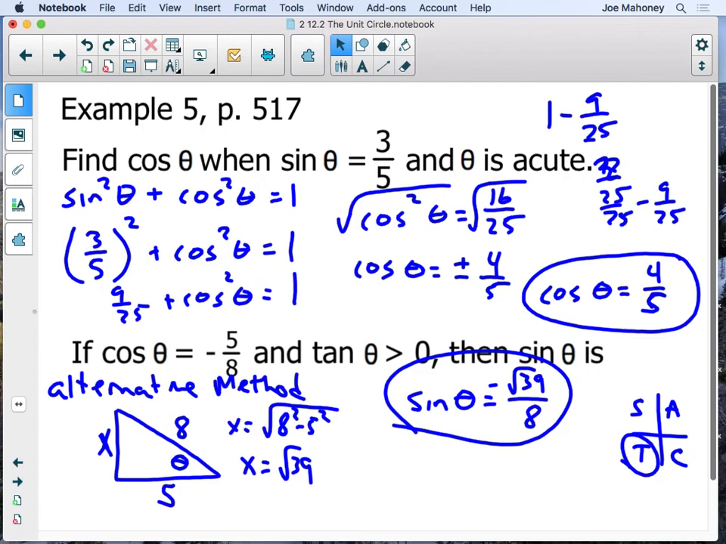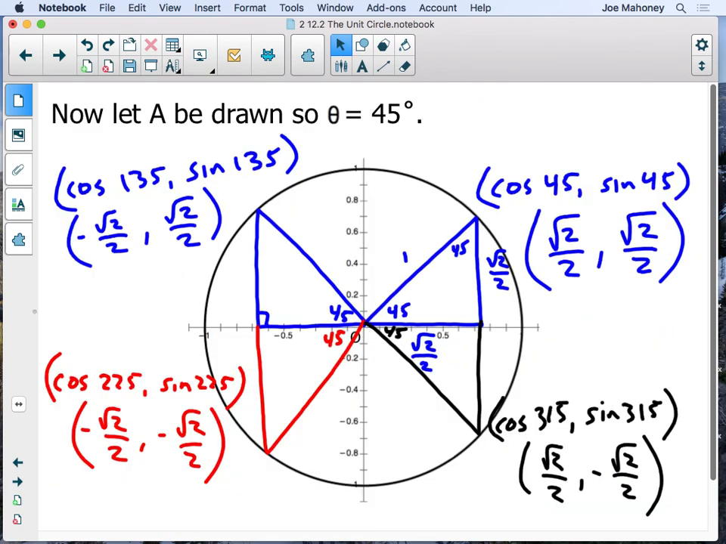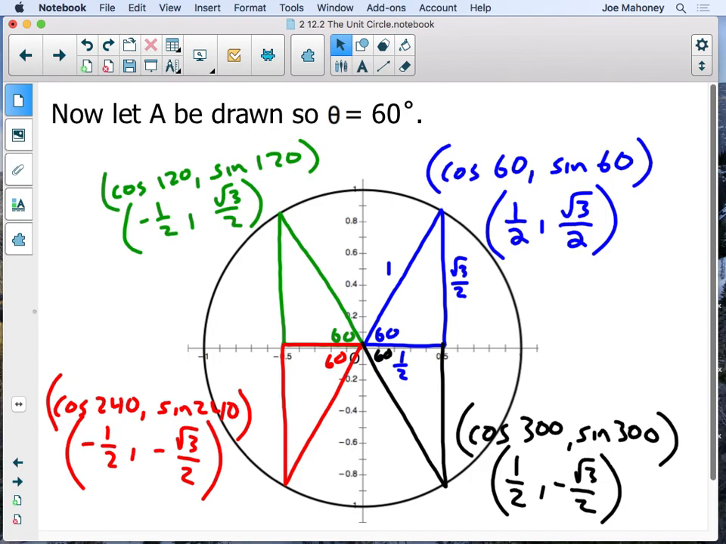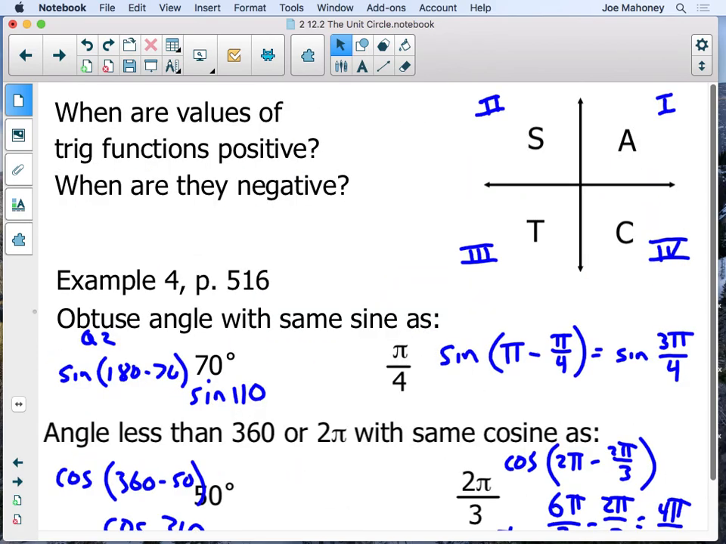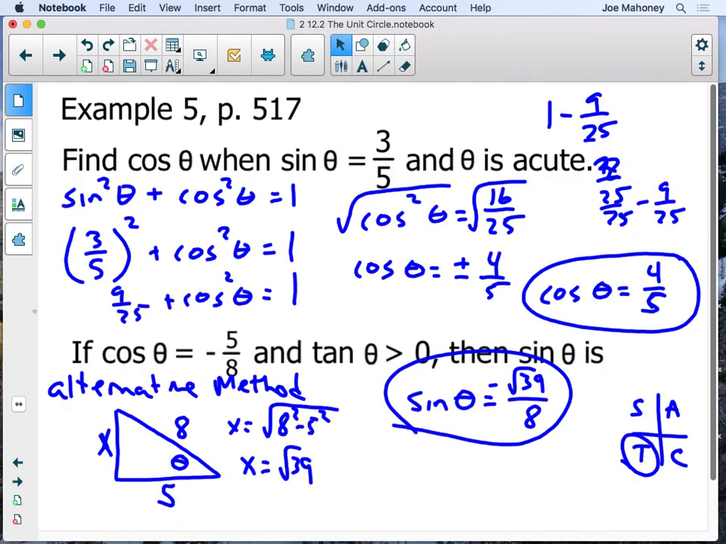Wow, a lot of stuff today, friends. So what are the big takeaways? Because we did a lot of stuff. First of all, you should know the sine and cosine of all of these angles, and all of these angles, and all of these angles. We should know their sine and cosine, their exact values. And then we can figure out some reference angles and find some other trig ratios.